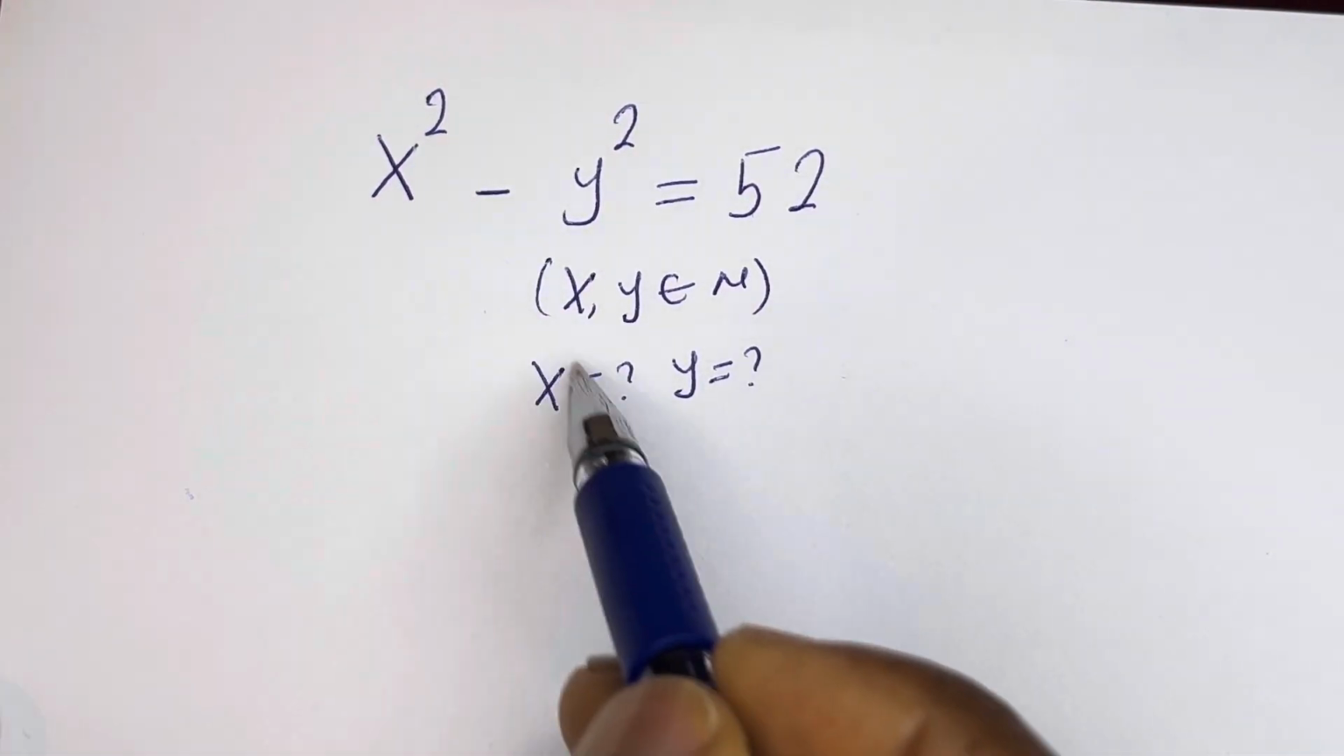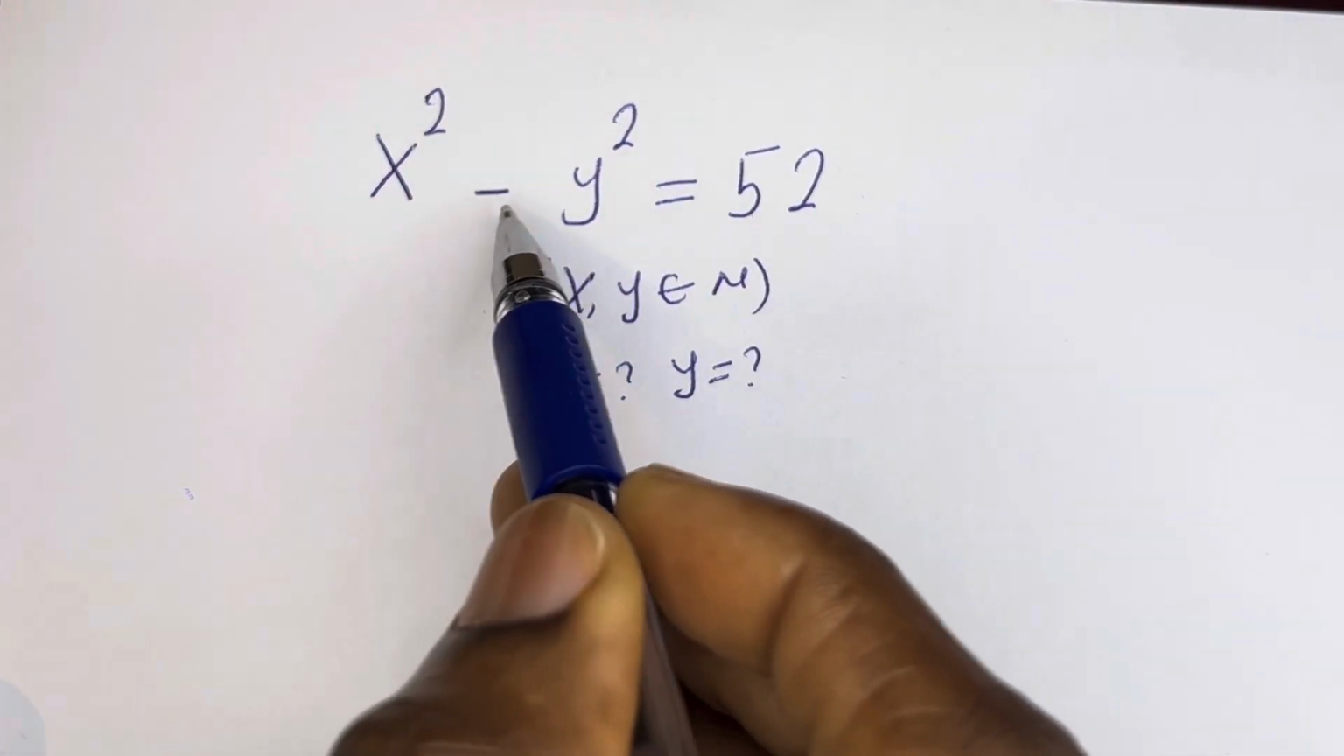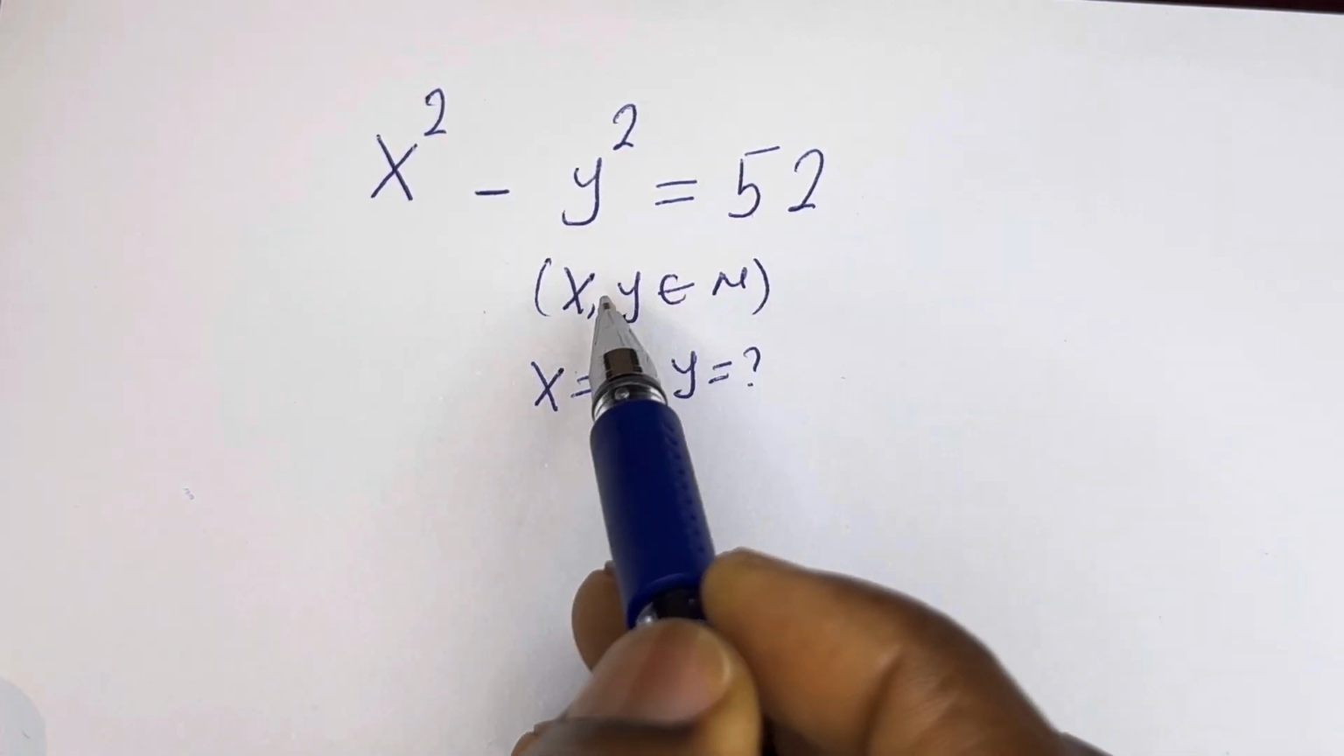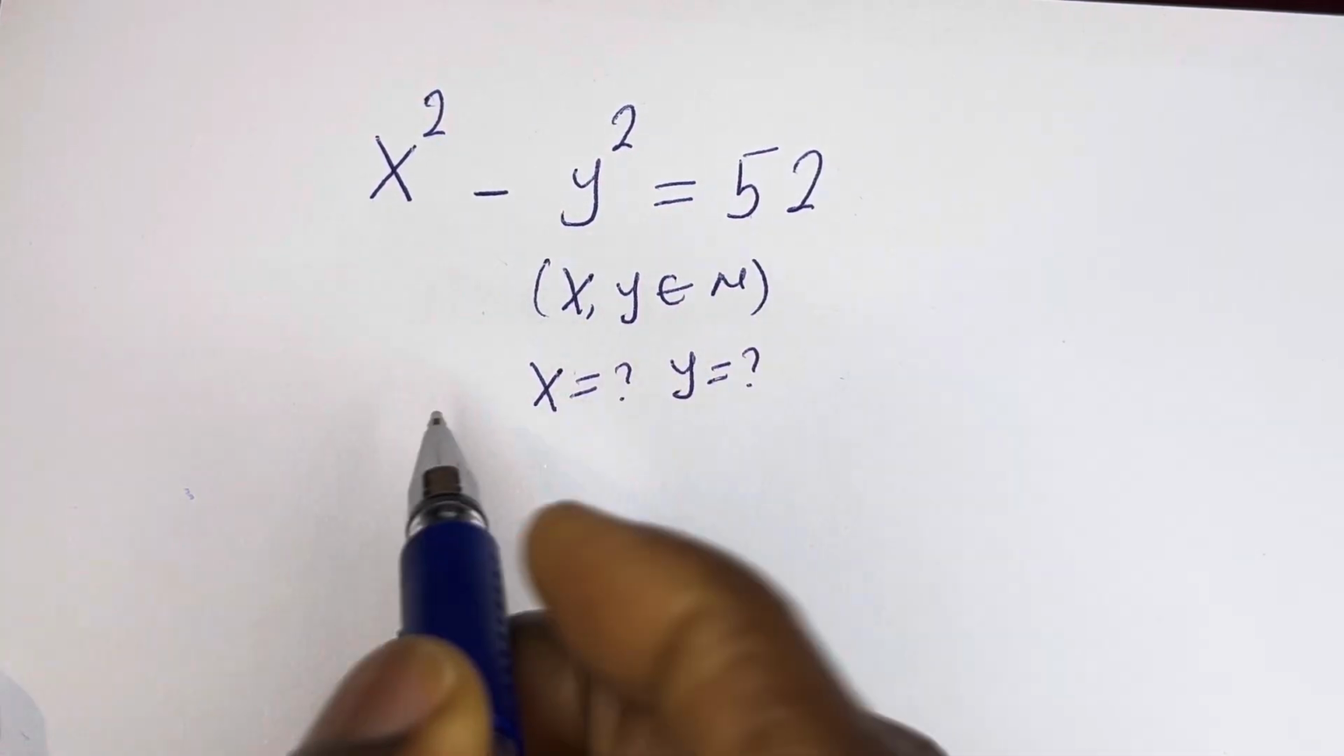Hello, how to solve for x and y in this equation? x squared minus y squared is equal to 52, where x and y are members of the natural numbers. Solution.